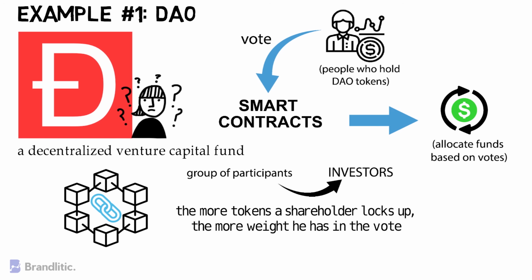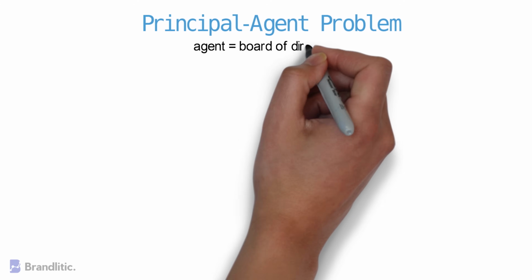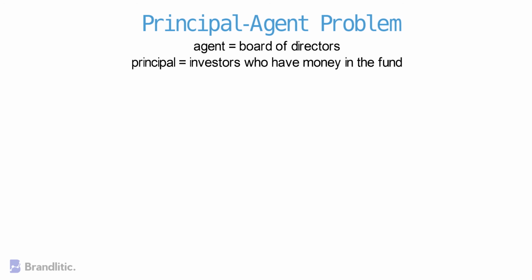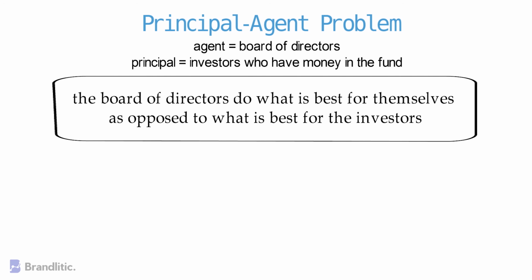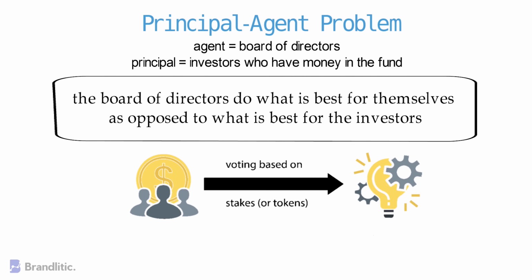Now, you must be thinking, how does this differ from a traditional venture capitalist fund? Well, traditional venture capitalist funds have the principal agent problem, wherein by agent I mean board of directors, and by principal I mean the investors who have money in the fund, where agents take action on behalf of principal, but the agent's actions are more incentivized by his or her self-interest than that of the principals. In other words, board of directors do what is best for themselves as opposed to what is best for the investors. So in DAO, investors directly vote on projects that they want based on how much stakes or tokens they hold.